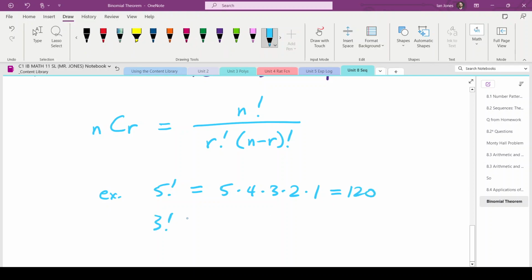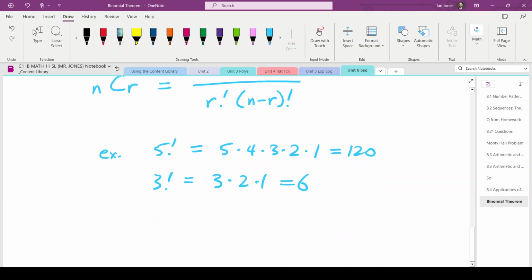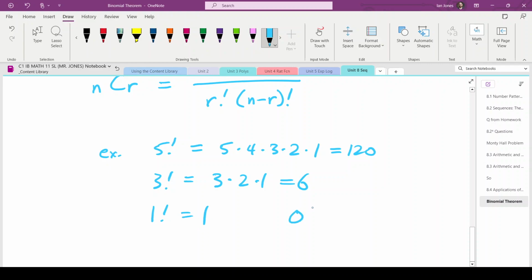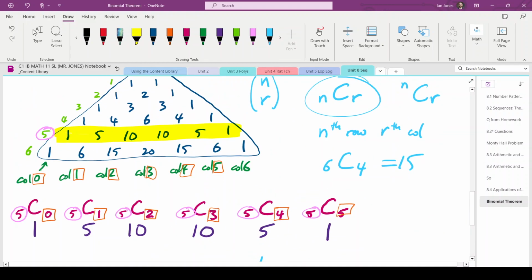3 factorial, on the other hand, is starting at 3. It's 3 times 2 times 1. That's just 6. 1 factorial is just 1. And 0 factorial is defined as 1. And there are a lot of very good reasons for that, which I'm not going to go into here. But that's something you need to know. Kind of like how a to the 0 equals 1. 0 factorial equals 1.